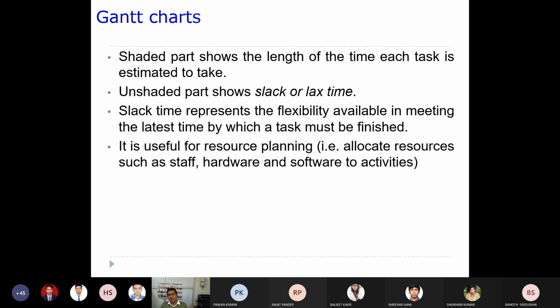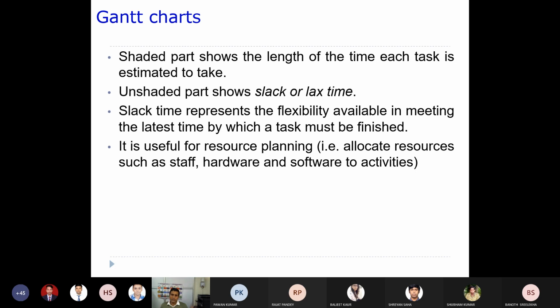The slack time represents the flexibility available in meeting the latest time by which a task must be finished. That is the flexibility given to each and every task. It is useful for resource planning. Gantt charts are usually used in resource planning, during the allocation of resources. Maybe how you can allocate staff, the people who will be working on this project, and what sort of hardware and other software you require to carry out certain activities. All resources can be planned if you get this Gantt chart.